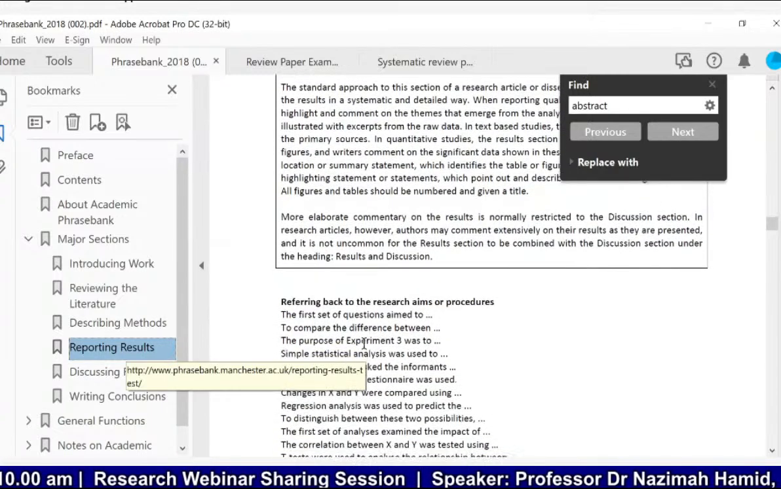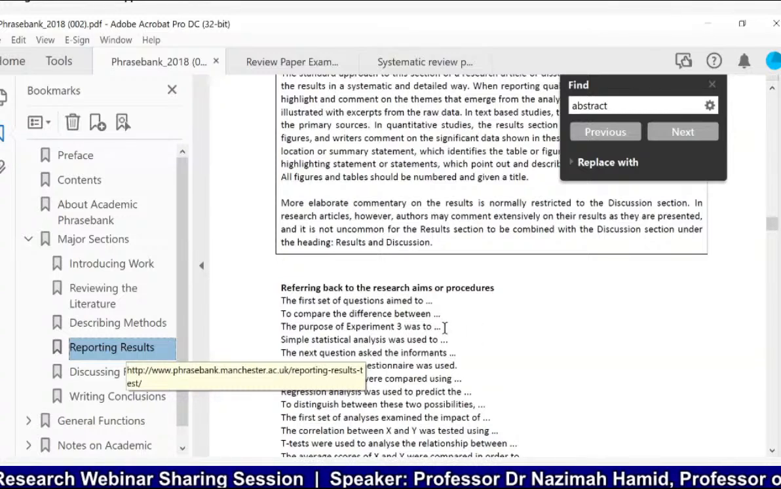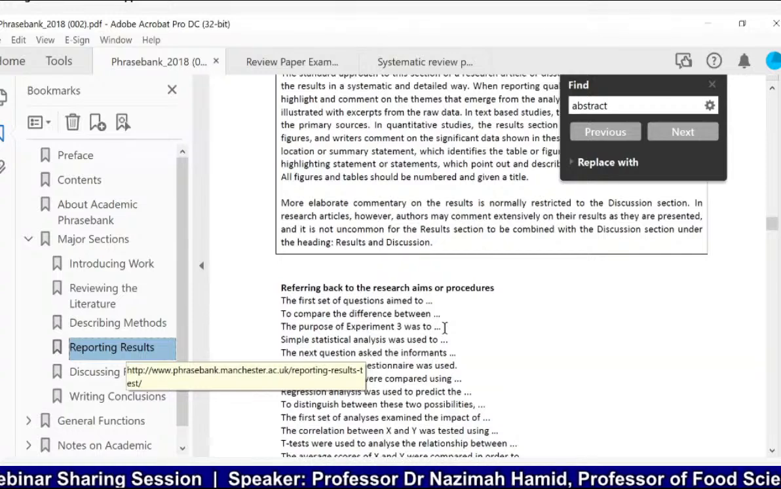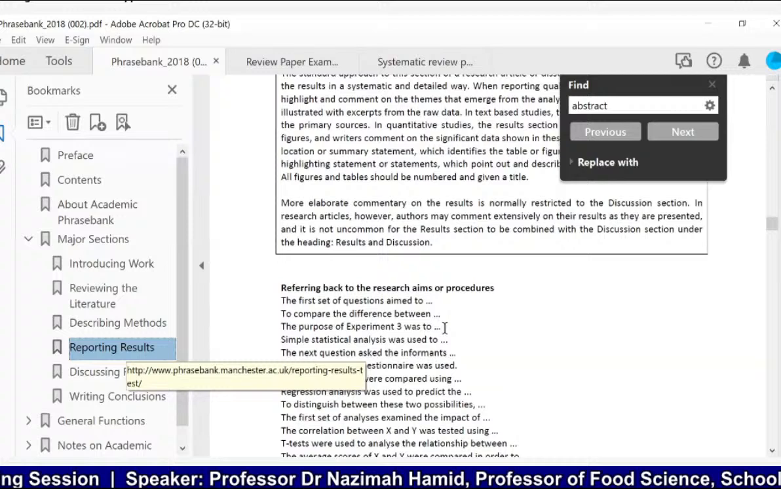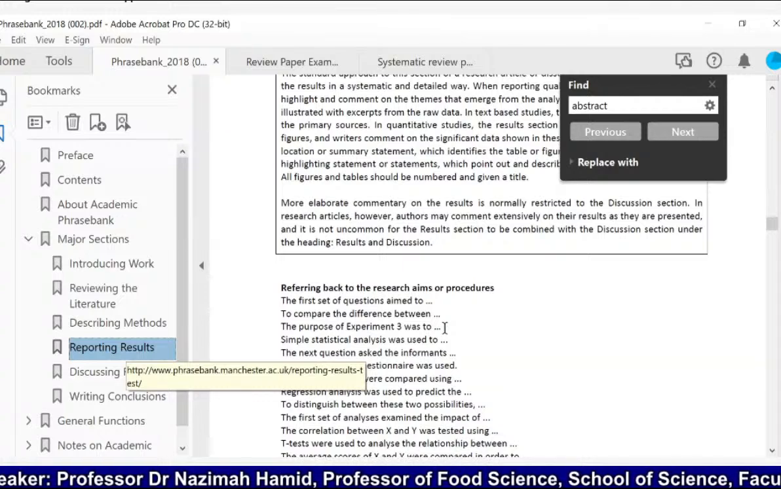And then you can refer back to the research aims or procedure. So it tells you. And the problem with this document is that it has too many phrases. You're just spoiled for choice in terms of choosing the right one. And that's where the students need guidance from you.